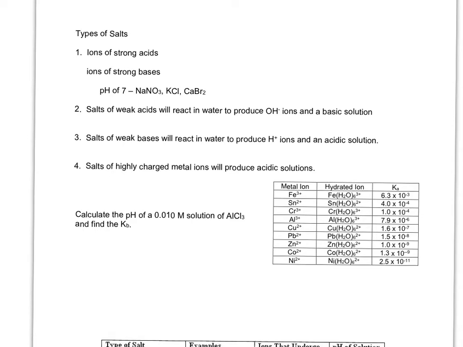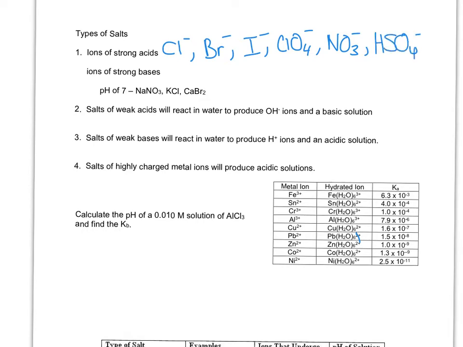So ions of strong acids would be Cl minus, Br minus, I minus, ClO4 minus, NO3 minus, and HSO4 minus. Now I'm going to underline this one, put a little question mark there. Let's talk about that one for a second.